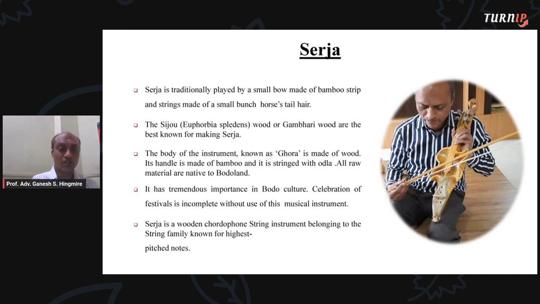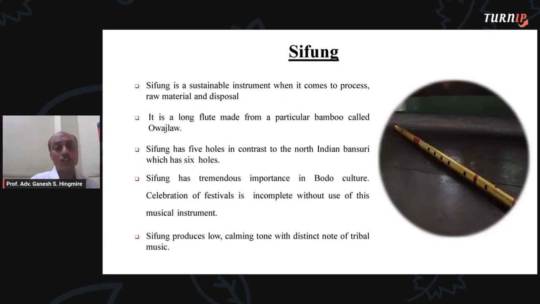I have already mentioned that if you compare it with the violin, we should not compare. Someone may have a cultural musical instrument like a violin, but ours, the Sifang, is better. I have already mentioned that you can see there are only 5 holes. So the Bodo people believe in 5.